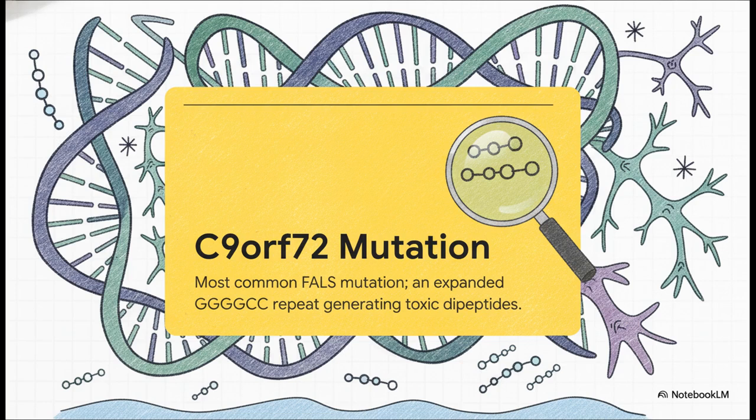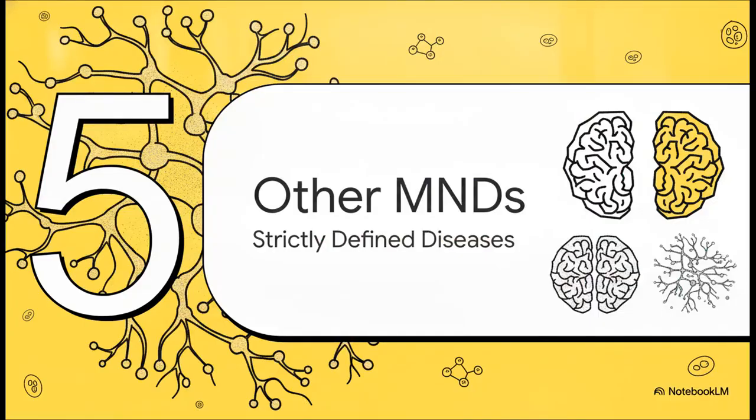Basically what happens is these massive RNA repeats undergo non-canonical translation across all reading frames, and that generates these lengthy, highly toxic dipeptides. And the really wild part? We can actually detect these dipeptides right in the patient's spinal fluid. It acts as a totally unique biomarker for this specific variant of ALS. How cool is that? Which brings us to our final section, number 5, other motor neuron diseases.